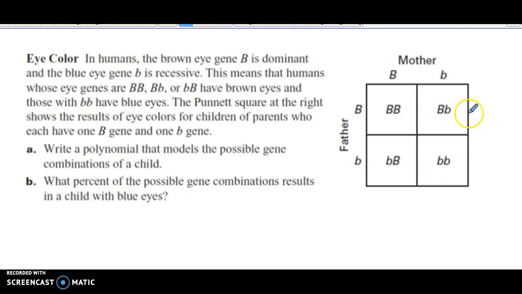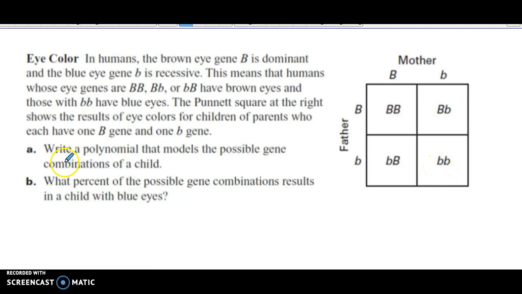So the Punnett square at the right shows the results of eye colors for children of parents who have one brown gene and one blue eye gene. So here's the mom with a brown eye and a blue eye gene, and here's the dad with a brown eye gene and a blue eye gene. So we get brown brown, we get brown blue, we get blue brown, and we get blue blue.